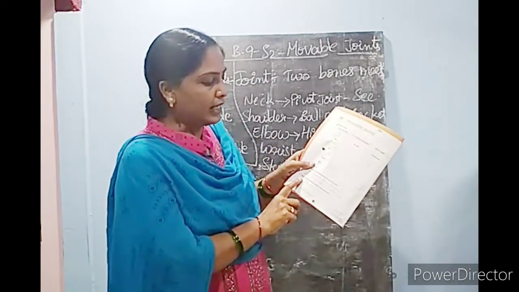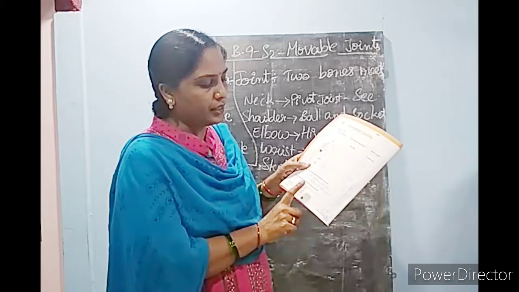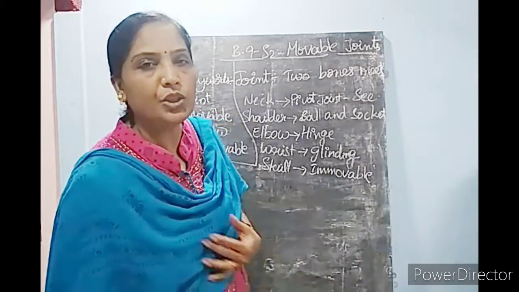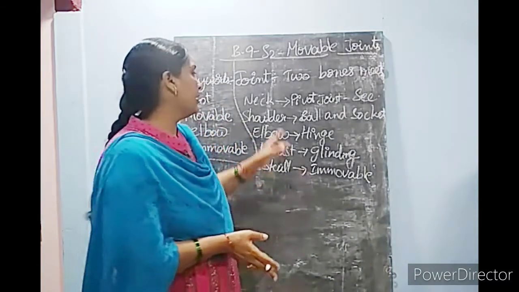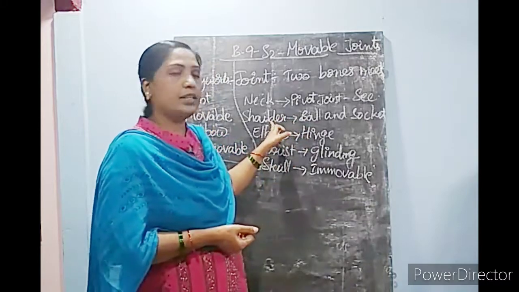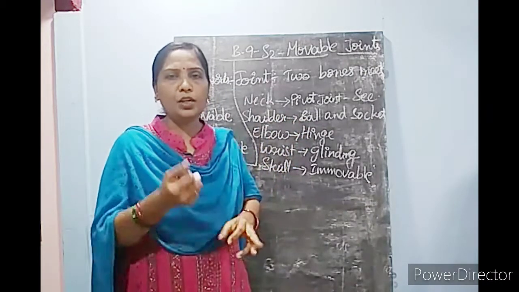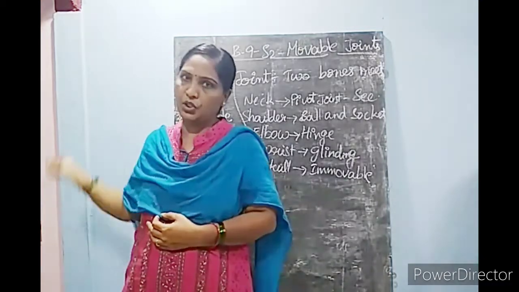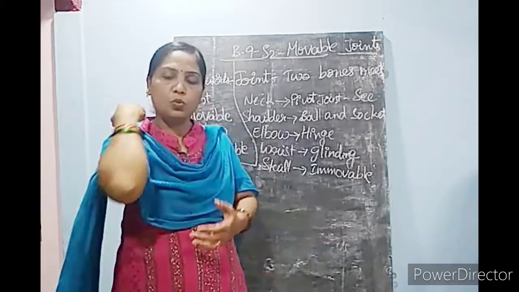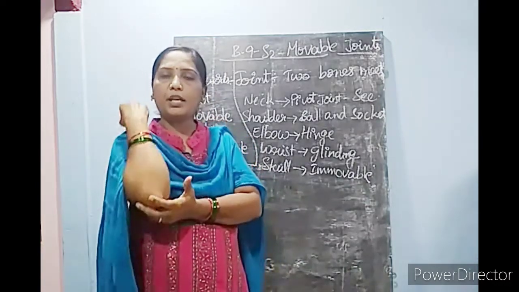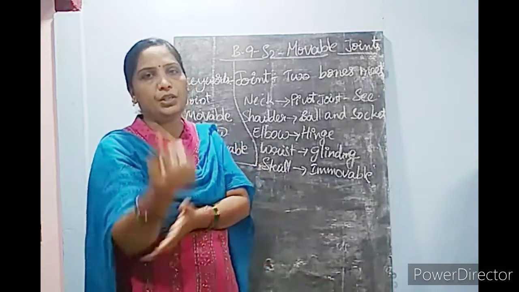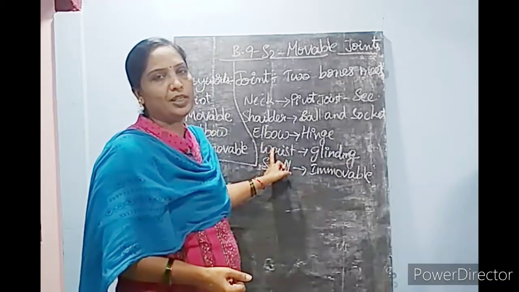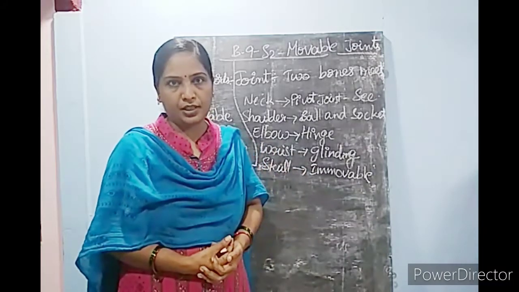Yes. And the last one, name two movable joints that are similar in their movement. So any movable joints which move in the same way. If we take the shoulder joint and elbow joint, are they moving in the same way? The shoulder joint can move in all directions, 360 degrees. Whereas the elbow joint can move only in one direction. So they are not the same in function. Both are movable joints, but the movement is different.